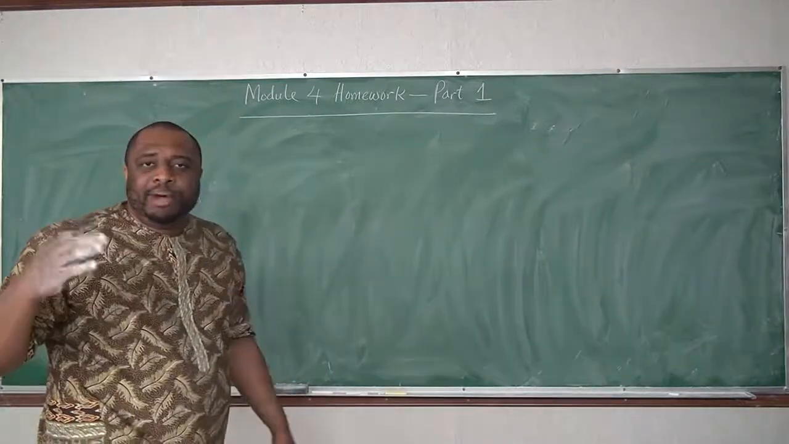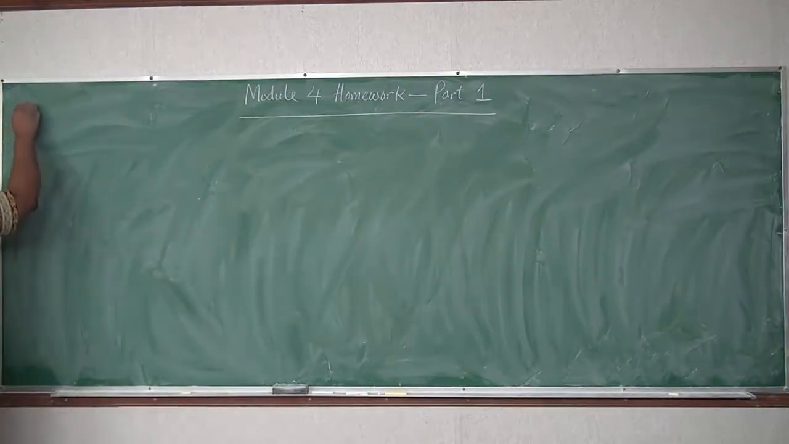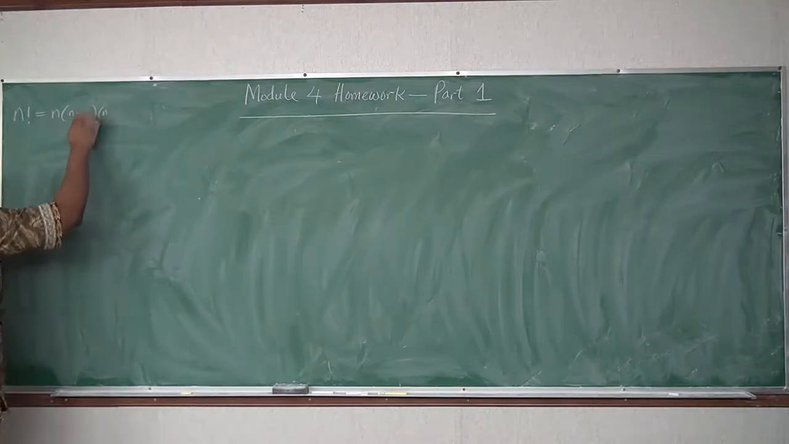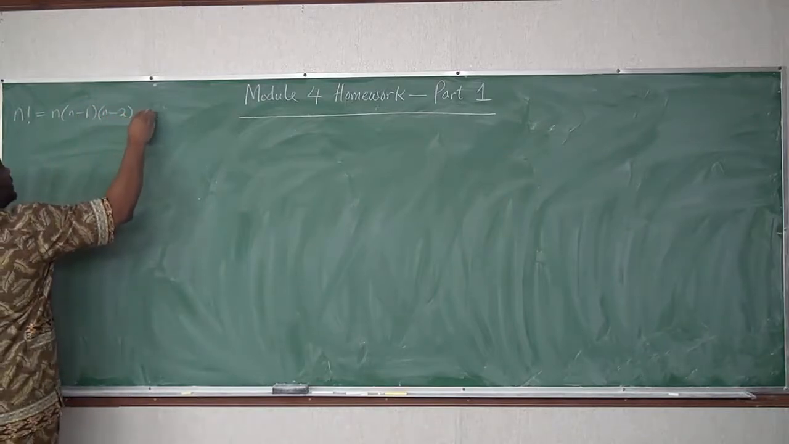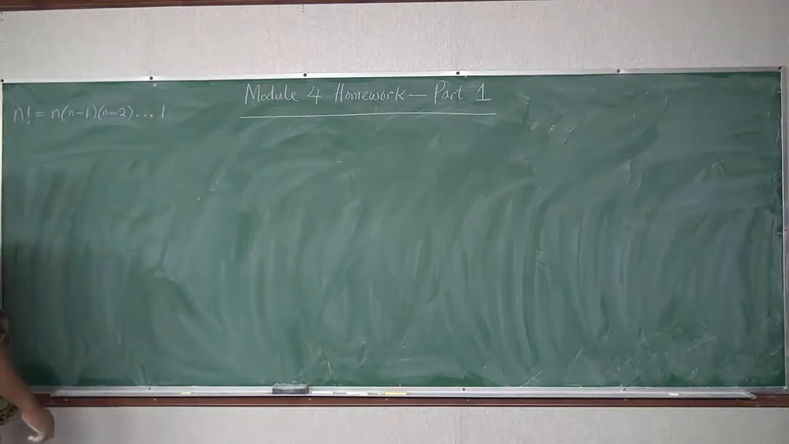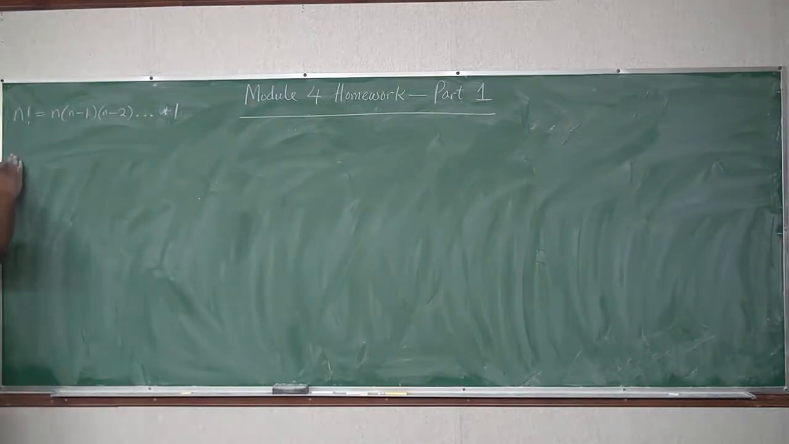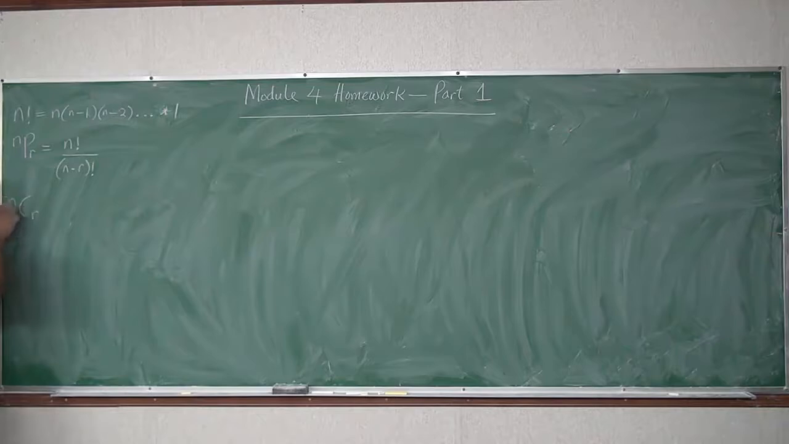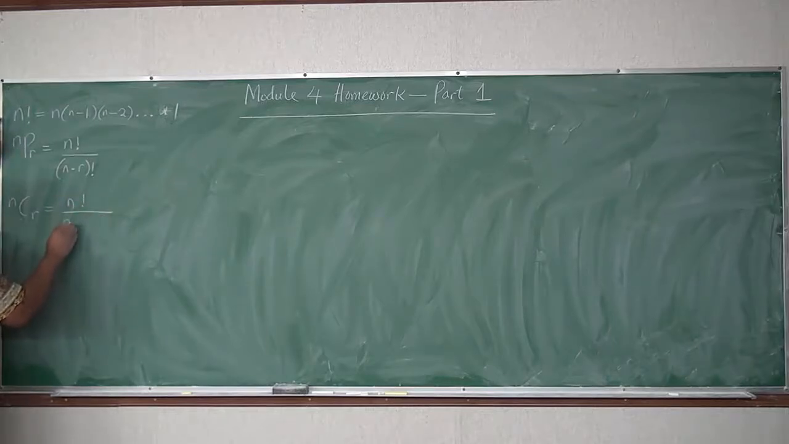Before we continue, let us write the formulas that we need. n factorial is n times n minus 1 times n minus 2 times up to 1. n permutation r will give us n factorial over n minus r factorial. n combination r will be n factorial over r factorial times n minus r factorial.